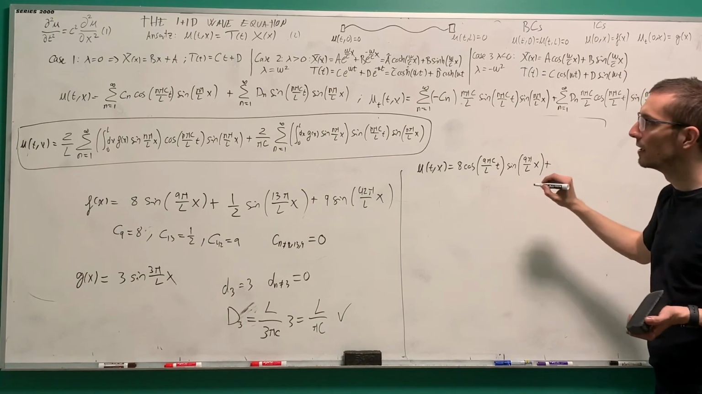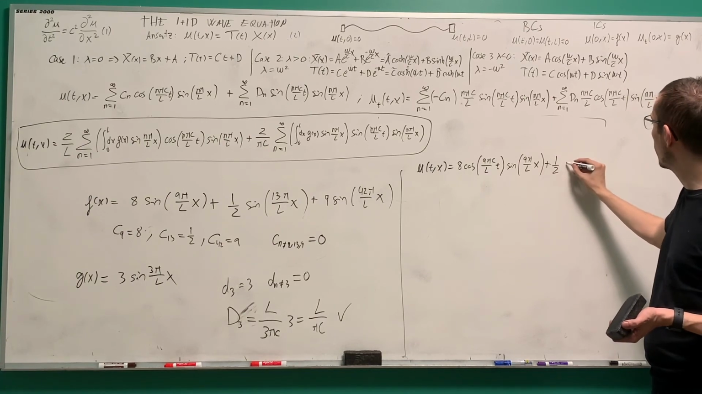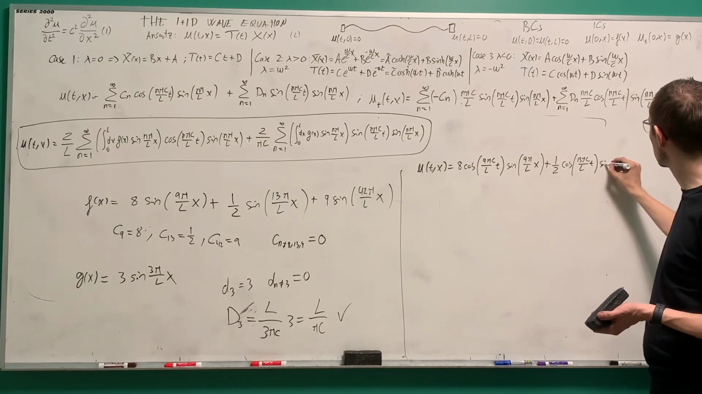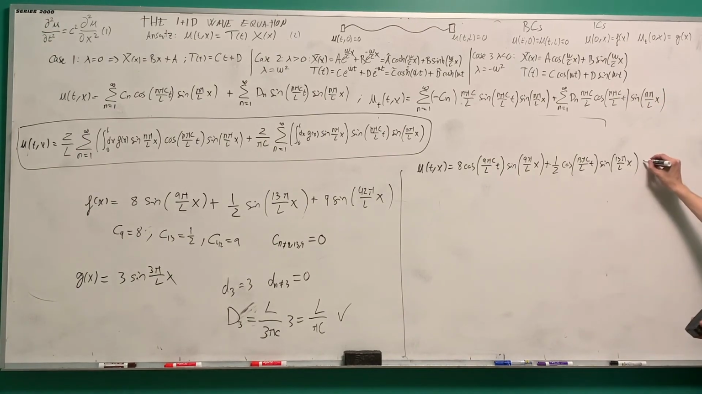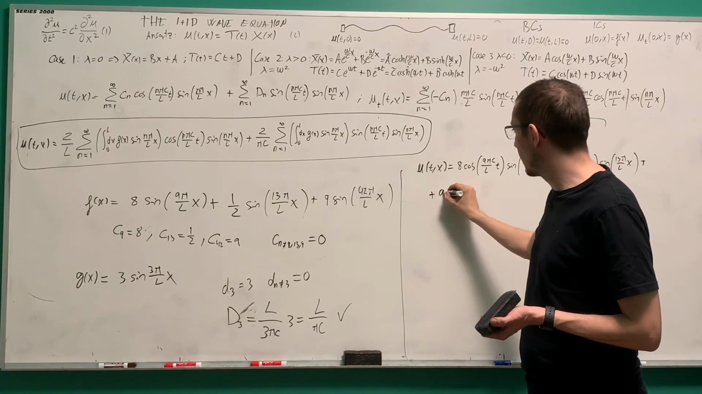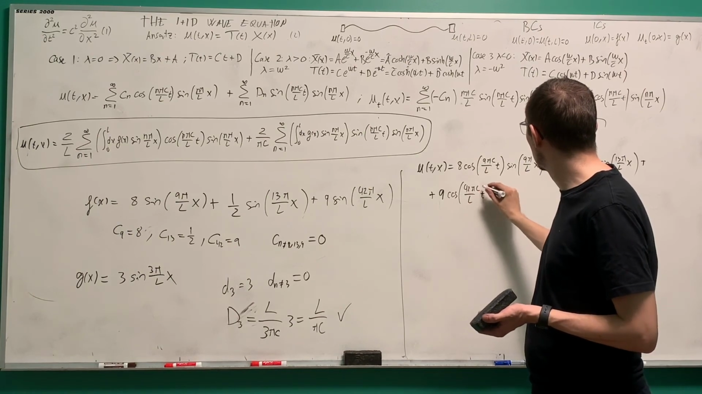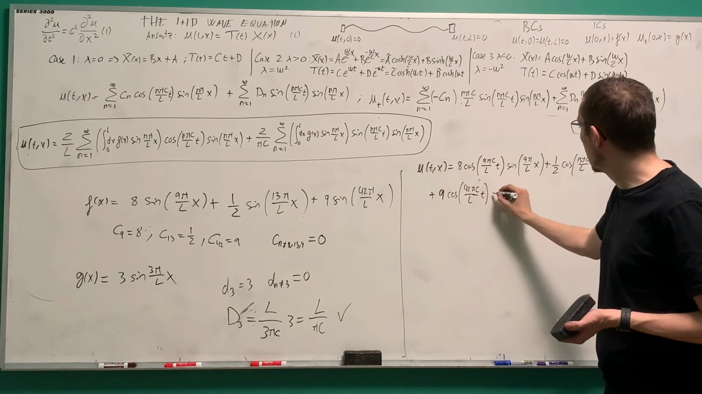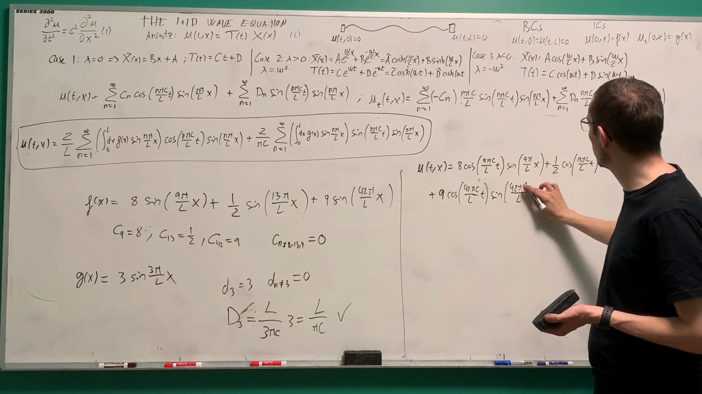The second summand would be with c13, and it's a 1/2 factor. 1/2 cosine of 13 pi c divided by L t times the sine of 13 pi over L times x. All right, let me write the next one here, plus now the 42 one, which is 9 times cosine of 42 pi c divided by L t, times the sine of 42 pi divided by L x.